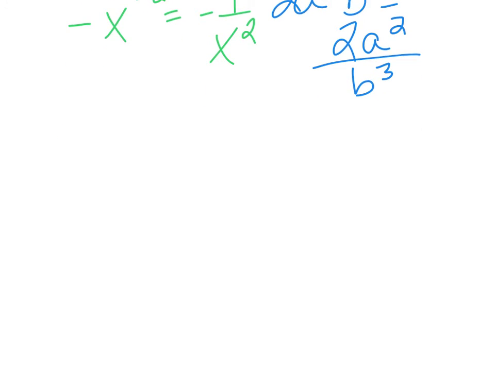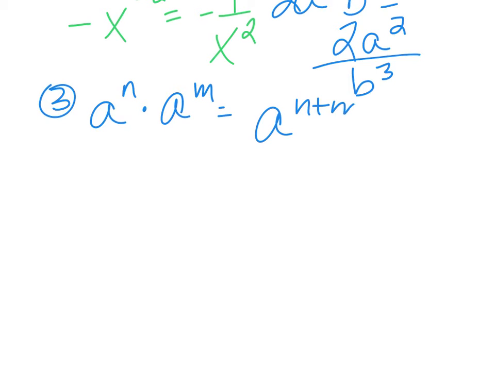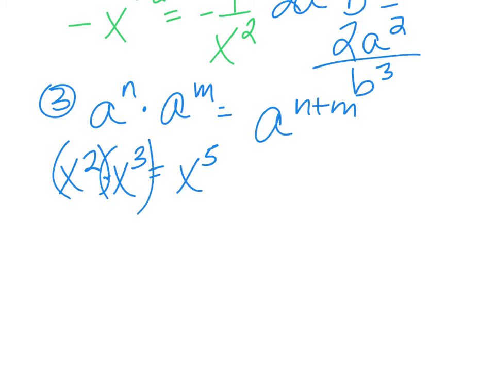Number 3, our third rule, and that's what we did on Monday, I guess. A to the m times a to the n equals a to the n plus m. So when we have the same base, we add the exponents. So like x squared times x to the third will equal x to the fifth. Or even if these were in parentheses, same thing.